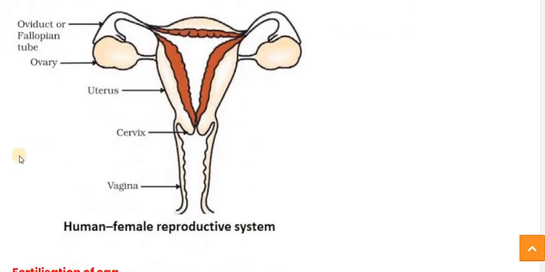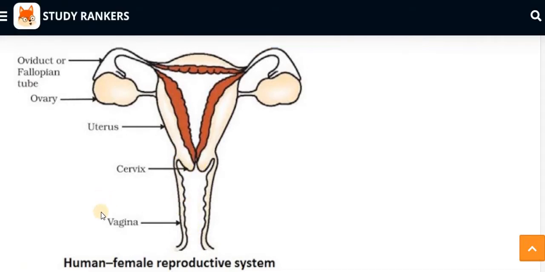Here you can see, this is the uterus. This uterus opens into the cervix, and the cervix opens into the vagina. This is the structure of the human female reproductive system. This is the pair of the ovary, which is located in the abdominal cavity, and whatever mature egg is released by the ovary is received by the tube-like structure, where the finger-like projection is there, that is called the oviduct, or you can say the fallopian tube.